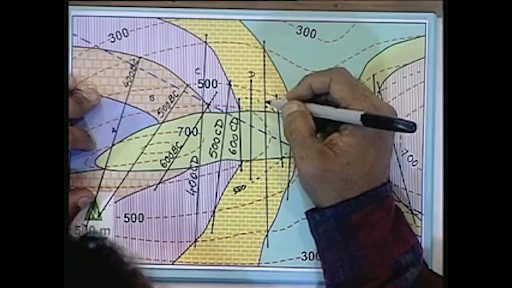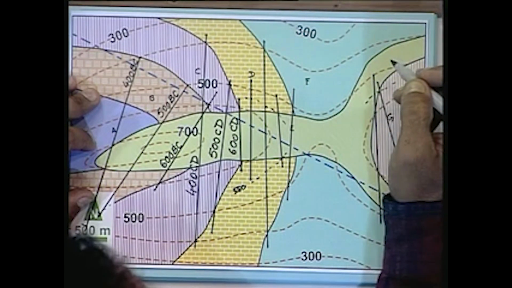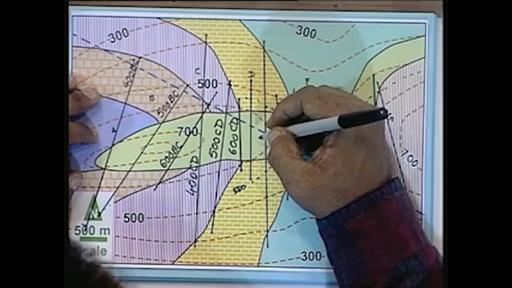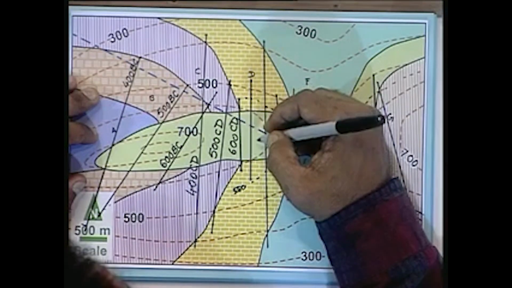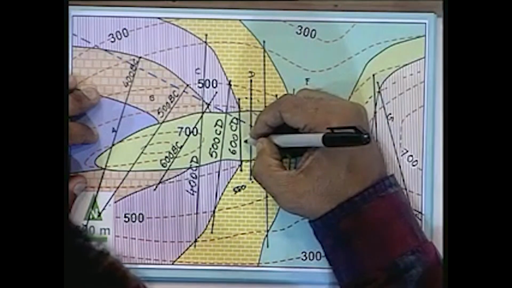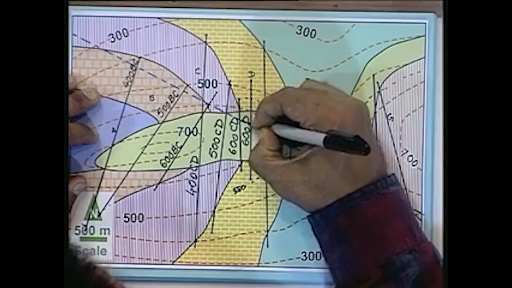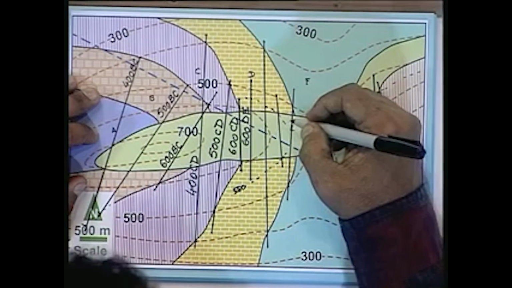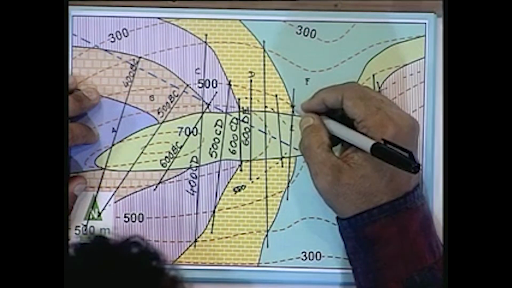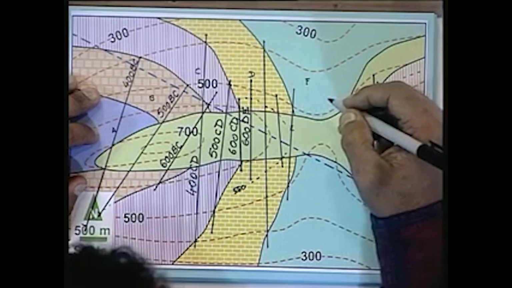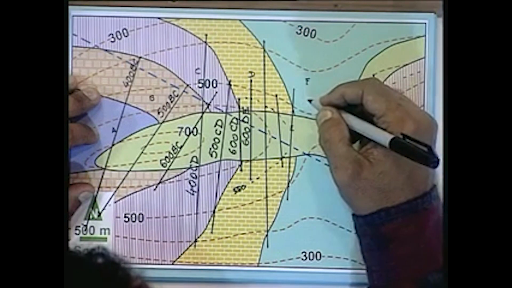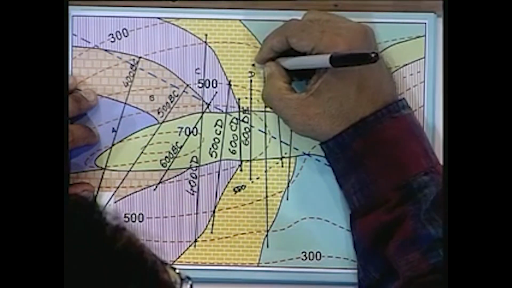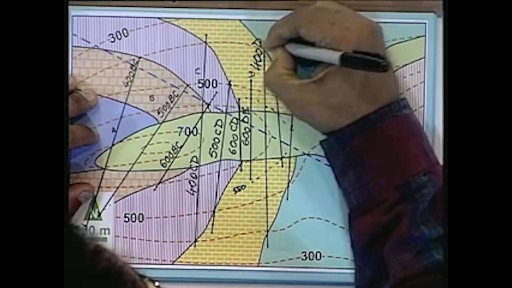Then we move on to the interface between unit E and unit D. So here the first strike line is at elevation 600. So this one is going to be 600 DE. Next one, what we have done here, is the interface between unit D and unit F. The strike line is at elevation 400. So accordingly we are going to write that one as 400 DF.